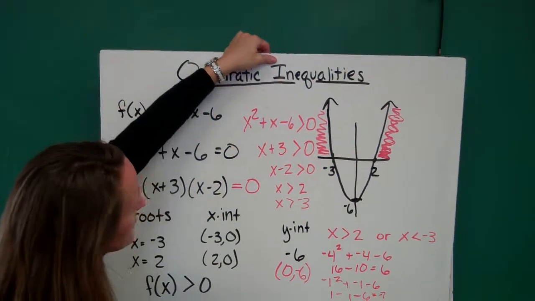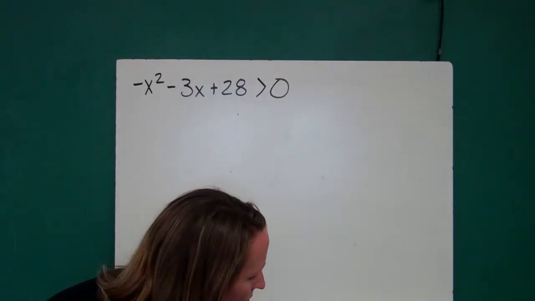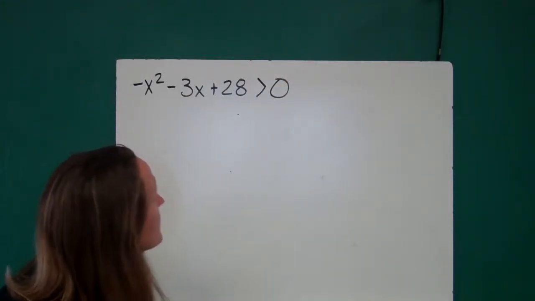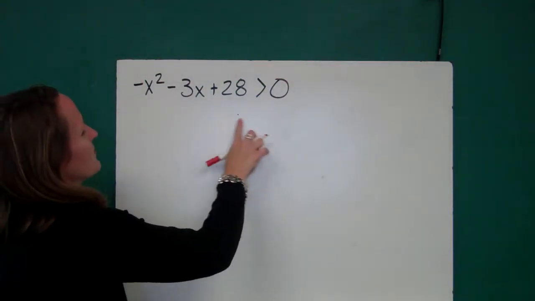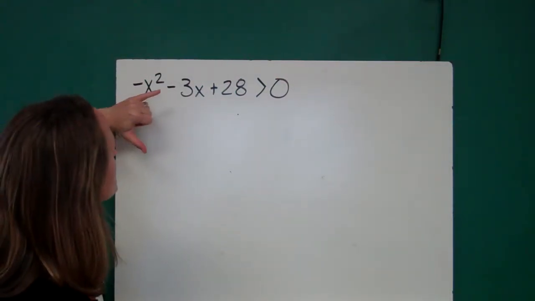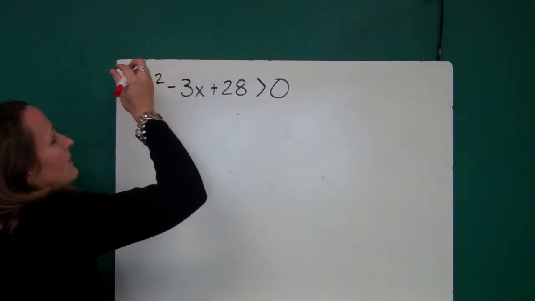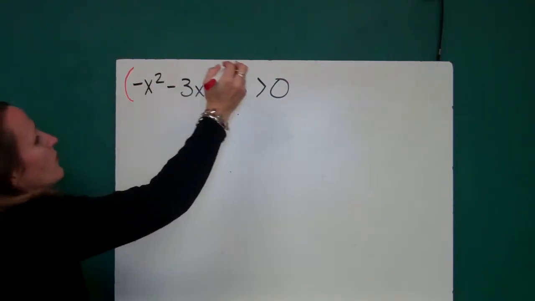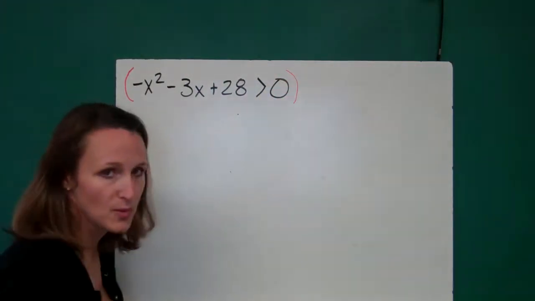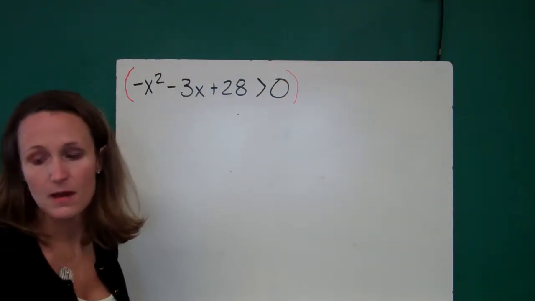So, let's look at another example. Apparently, I did something wrong there. Alright, so here we have this quadratic: negative x squared minus 3x plus 28. Now, you never want a negative here. So I'm going to start, and hopefully you've seen this before, by multiplying the whole thing by negative 1.